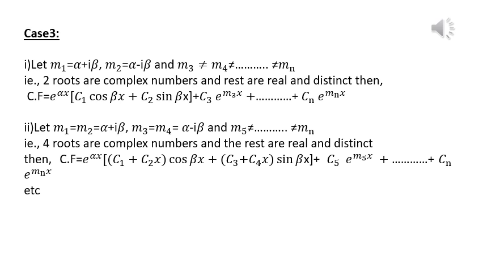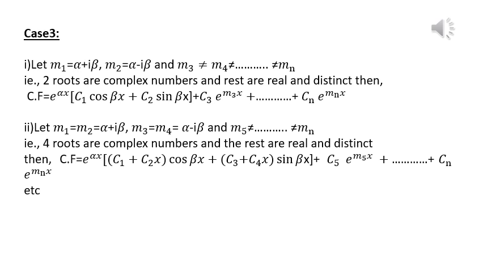So in this case, the complementary function rule is: write CF is equal to, inside the bracket, C1 cos beta x plus C2 sin beta x, outside the bracket e to the power ax, plus C3 e to the power m3x plus C4 e to the power m4x, dot dot dot, plus Cn e to the power mnx. Next subdivision: suppose m1 and m2 are complex numbers, but they are equal.